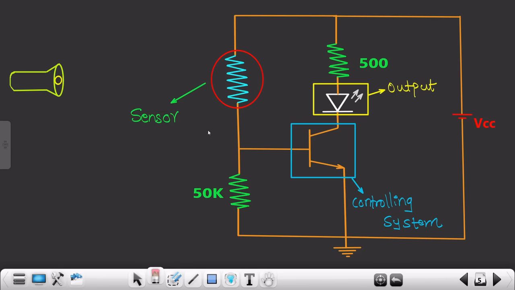Then I told you that I had connected a 500 ohm resistor, so that there won't be excessive current flowing through this particular LED. There would be some voltage drop across this 500 ohm resistor, to assure that this LED won't get burned. And this is the torch, which acts as an external light source.